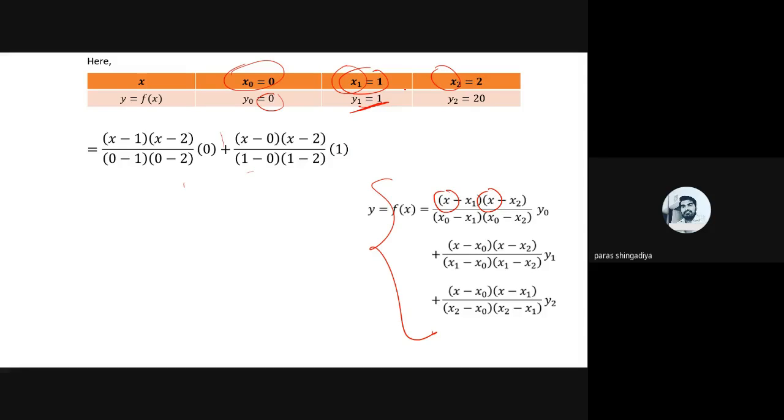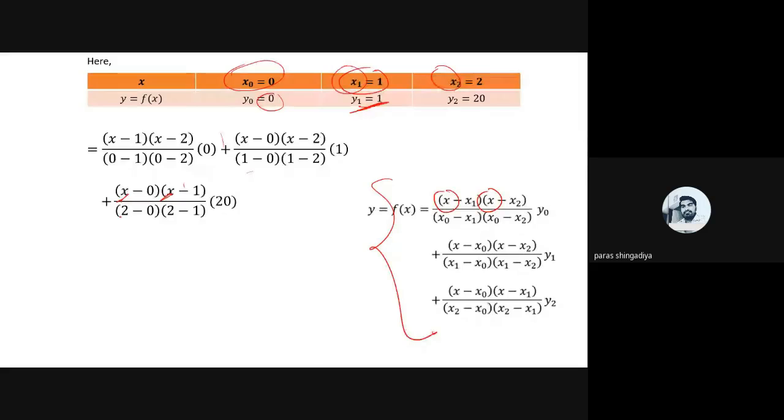Okay, and now the third term is for x minus x0, x minus x1, so it is x minus 0 into x minus 1, and now in the denominator, in place of x we will replace x2. So x2 we have 2.